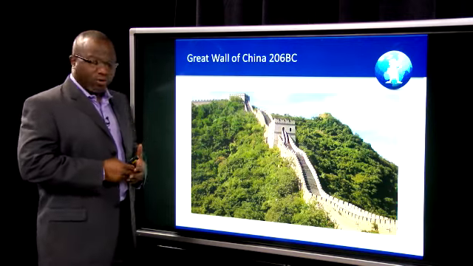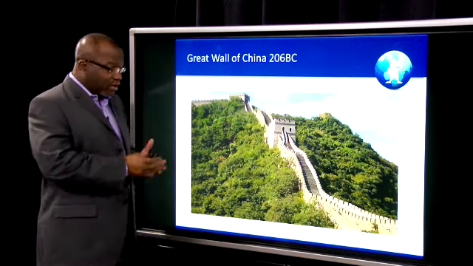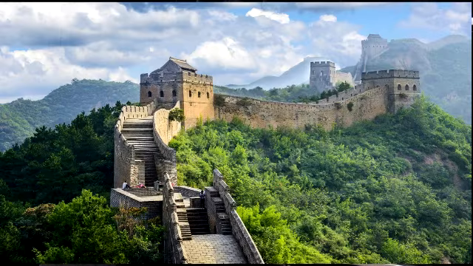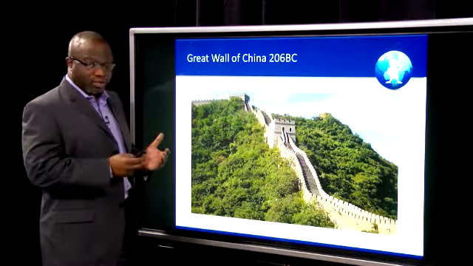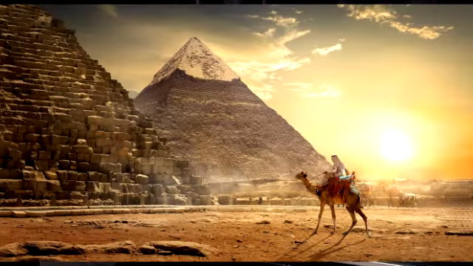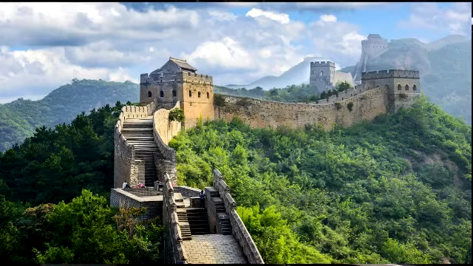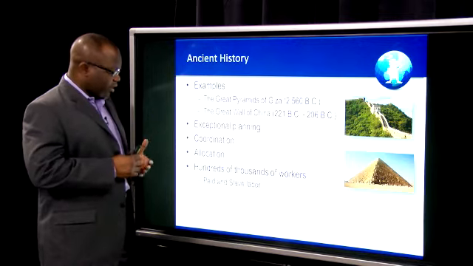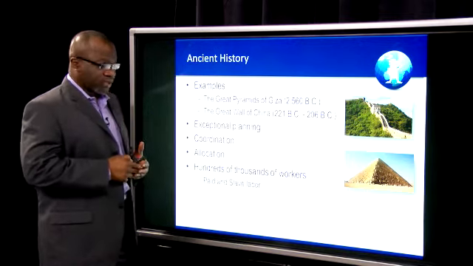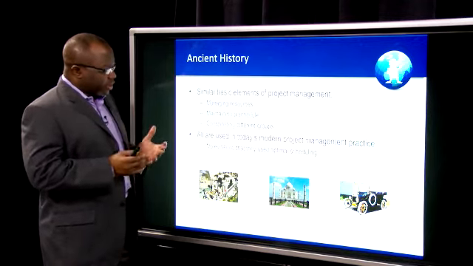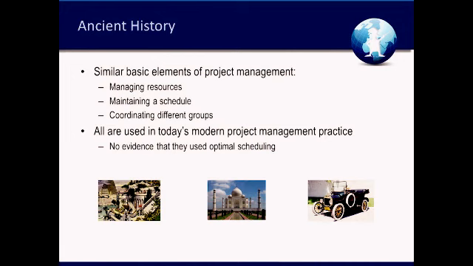What about the Great Wall of China, 206 BC? Another example of a project. Resources being applied, skills, tools, and techniques being applied to this great endeavor. It stood the test of time. So when you go through ancient history, be it the Great Pyramids or the Great Wall of China, it required exceptional planning, coordination, allocation of resources, and workers. Similar basic elements of project management existed in those projects.